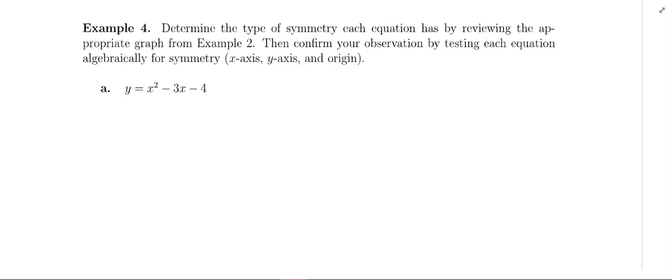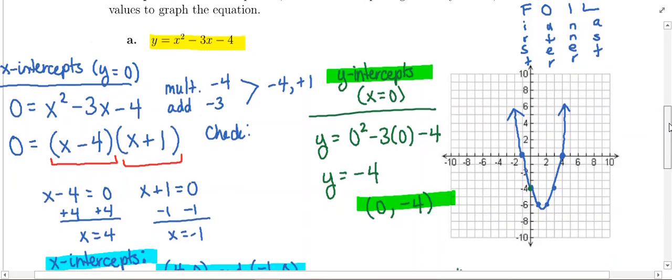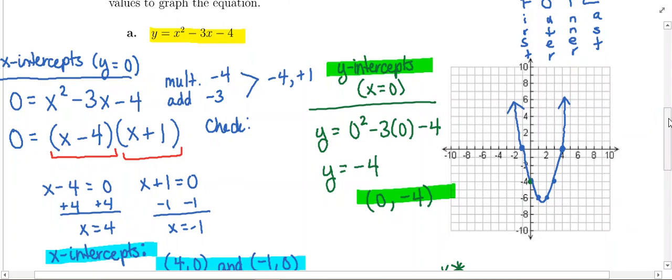If you flip back to example 2a, we found the intercepts of the graph of this equation algebraically, and we also graphed the equation by hand. So we're going to start by flipping back to example 2a, which is on page 3, and we are going to look at this graph that we drew. We are going to visually observe what type or types of symmetry this graph has.